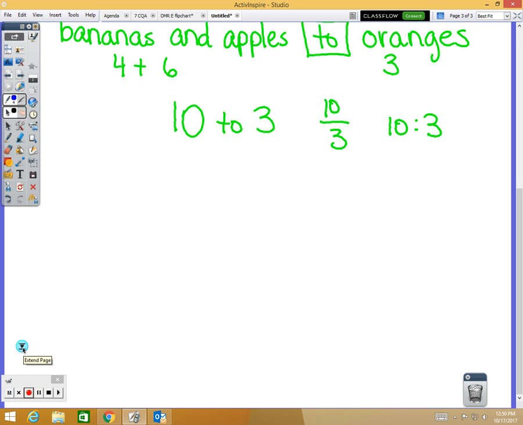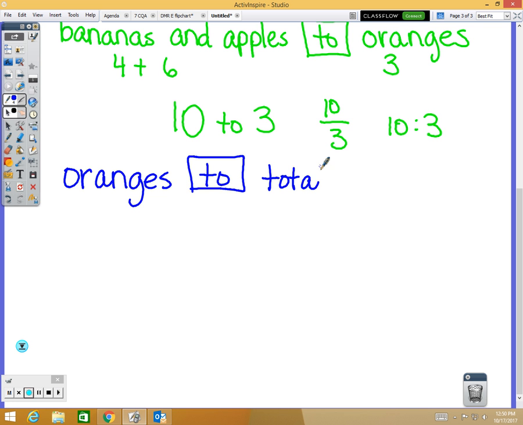I would like for you to find the ratio of oranges to total pieces of fruit. So again, oranges to total pieces of fruit. Go ahead and try that.